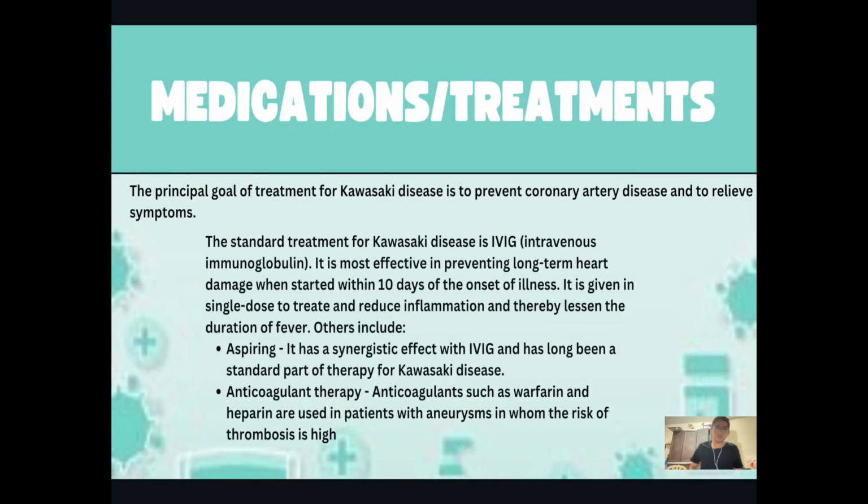Okay, so our medications and treatments. Our principal goal in Kawasaki disease is to prevent, again, coronary artery disease and to relieve symptoms. The standard treatment for Kawasaki disease is IVIG, or intravenous immunoglobulin. It is most effective in preventing long-term heart damage when started within 10 days of the onset of illness. It is given in a single dose to treat and reduce inflammation and thereby lessen the duration of fever.